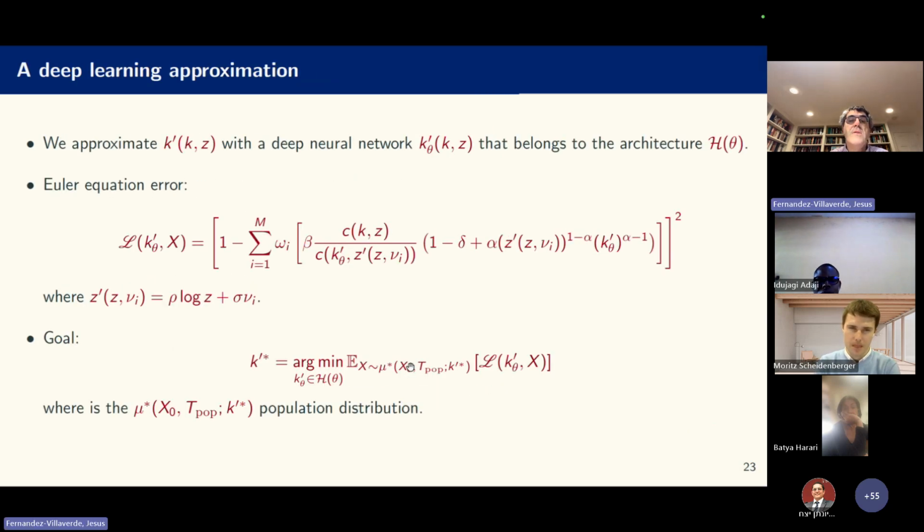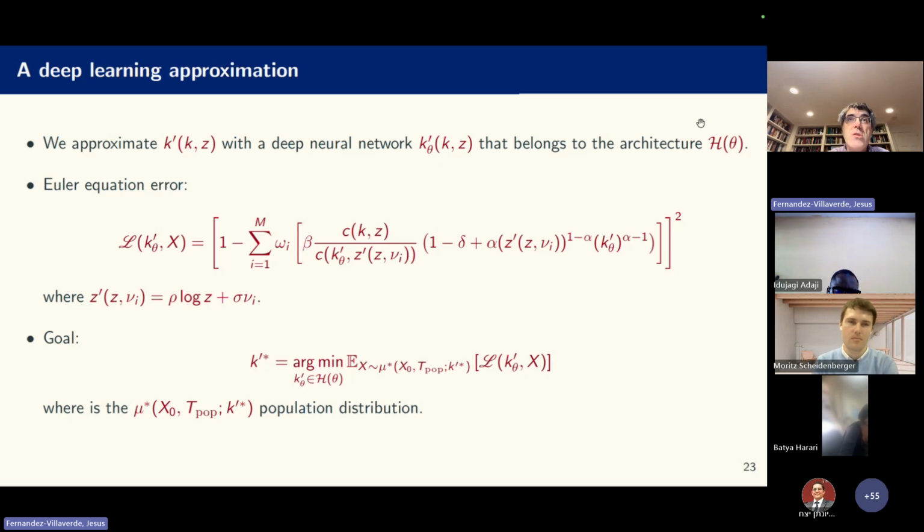Okay, so what I'm going to do is the following. I'm going to say, let me approximate K prime, the decision rule for capital, with a deep neural network. And now I have this theta as a sub-index to denote that it is the approximation. That is going to belong to a particular architecture.